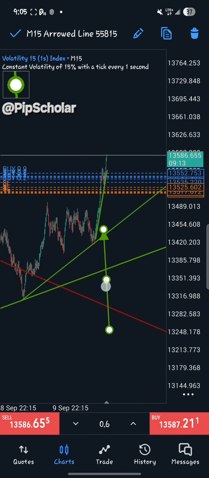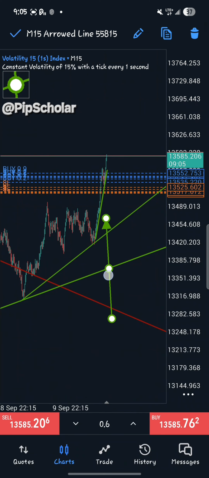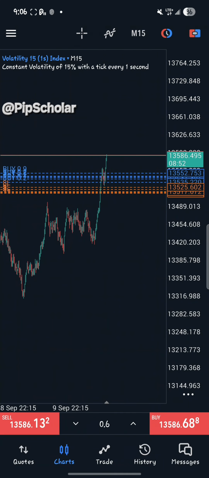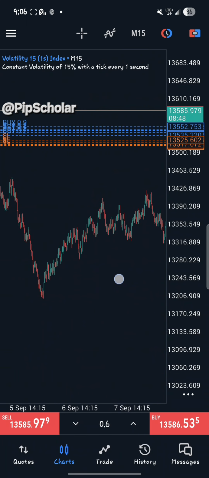So I'm going to show you how I draw this trend line. Although I have made a previous video concerning this, I still want to lay more emphasis on it. I'm going to clean out everything here, and I will start from the beginning how I got those trend lines.